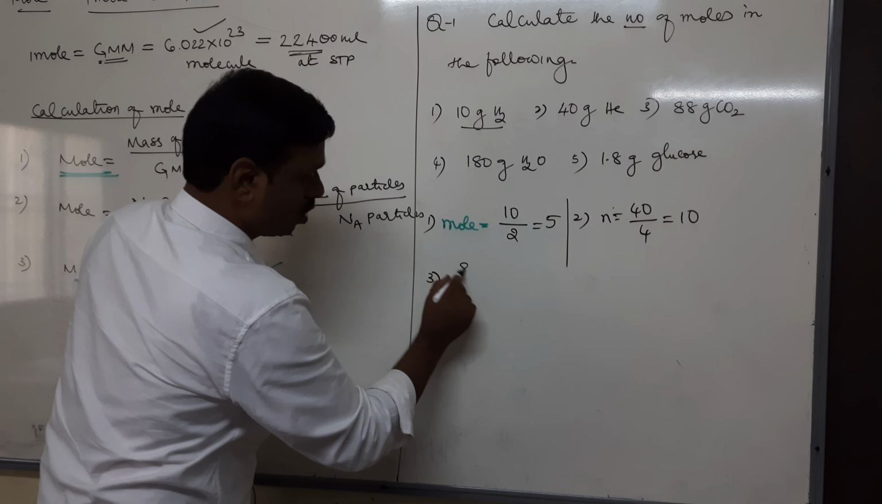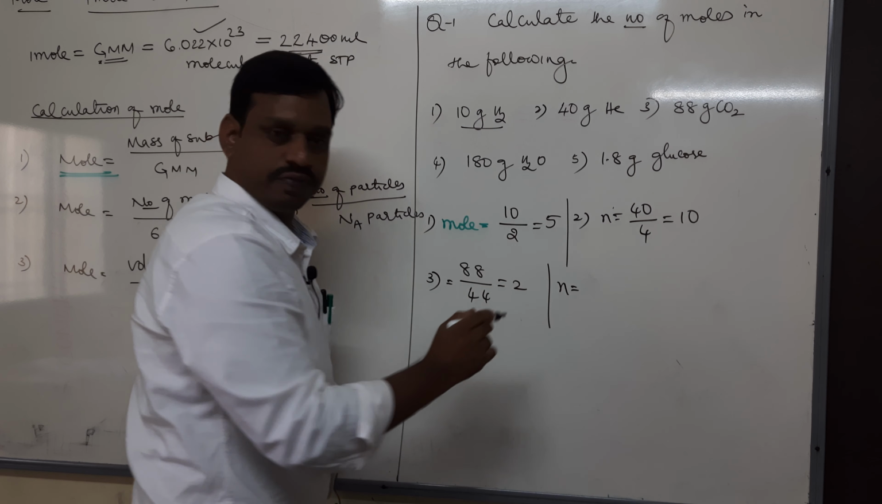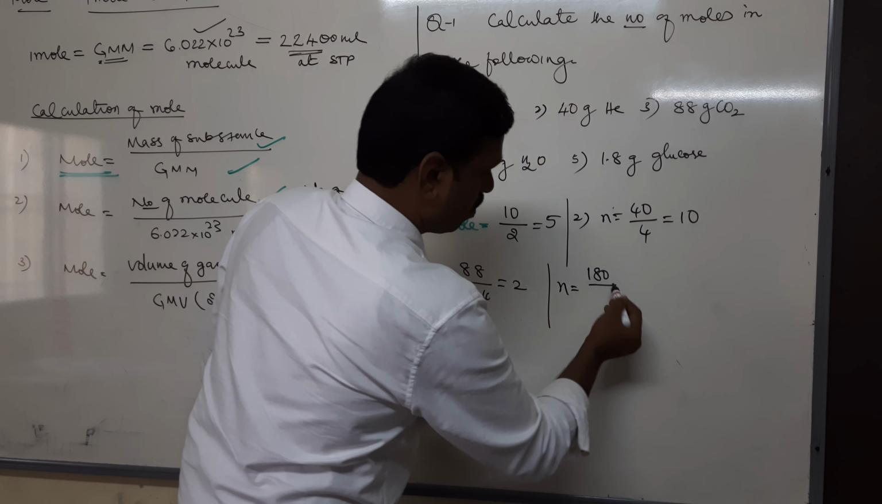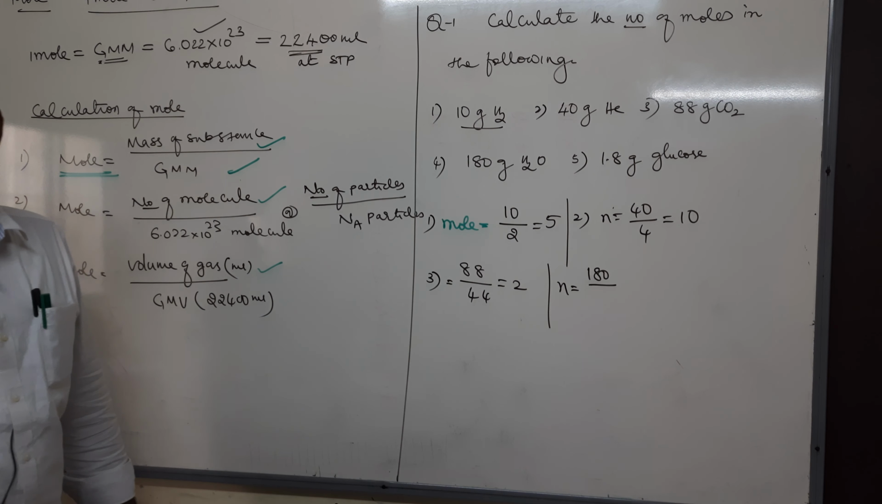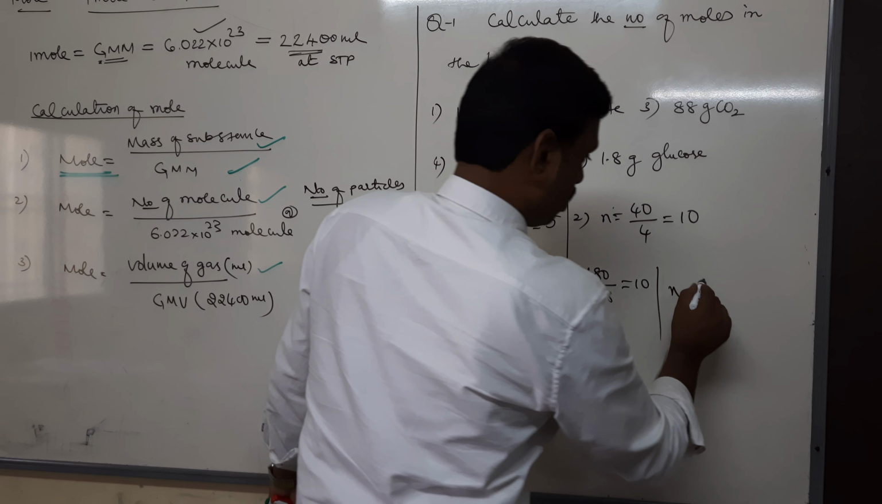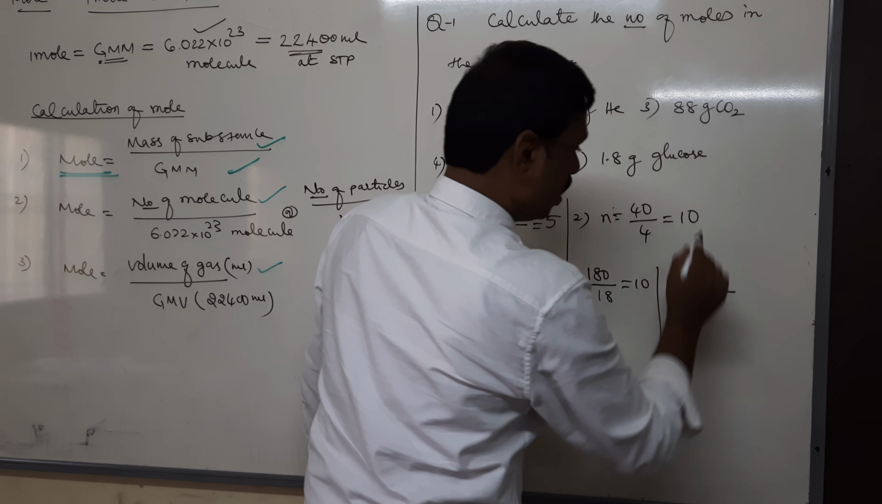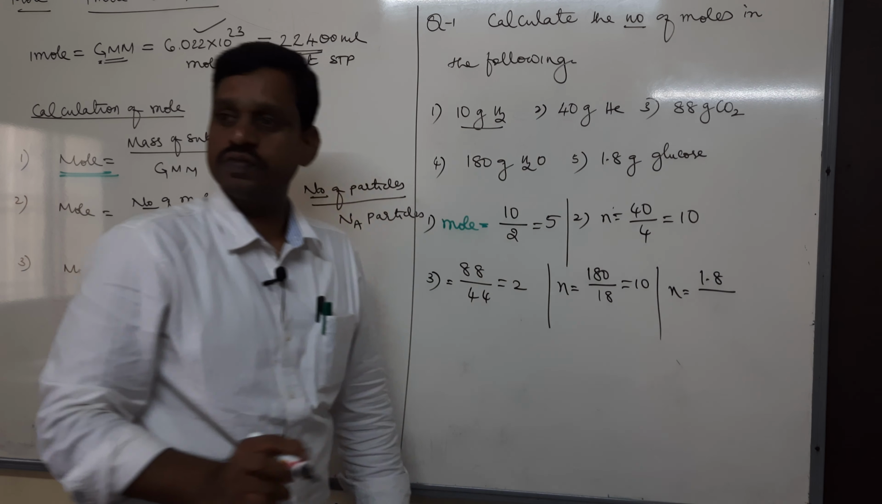Next, number of moles of water. 180, molecular mass of water is 18. So, 180 by 18, 10. Next, number of moles of glucose, 1.8 grams of glucose. Mass is 1.8, molecular mass of glucose is? Very good, 180. C6H12O6.